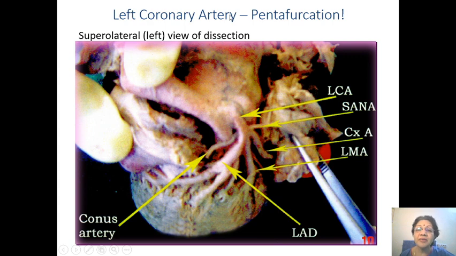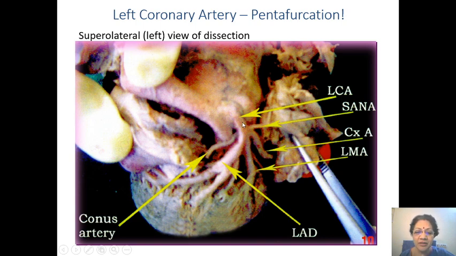Another thing which can happen with the left coronary artery, this is the origin of the left coronary, big branch. We've moved the aorta out of the way so that it doesn't interfere with your view, and you're looking at it from the origin of the ascending aorta, from the aortic sinus, and it seems to have 1, 2, 3, 4, 5 branches, so we call it a pentafurcation, right? That's rare, it's in fact very rare. But to be able to see it, you need again a superolateral left view of the dissection.